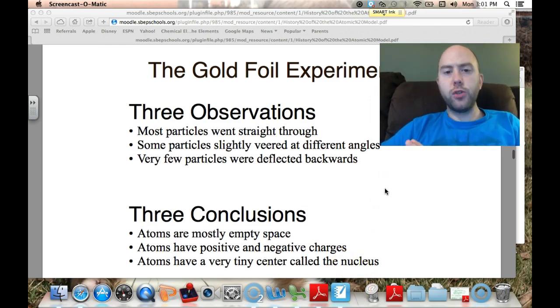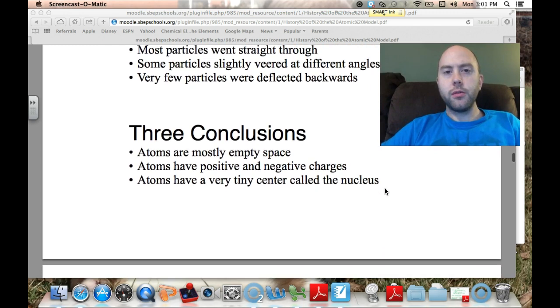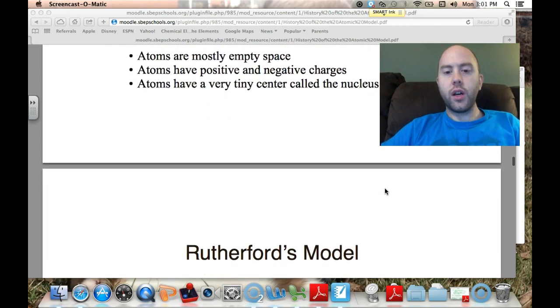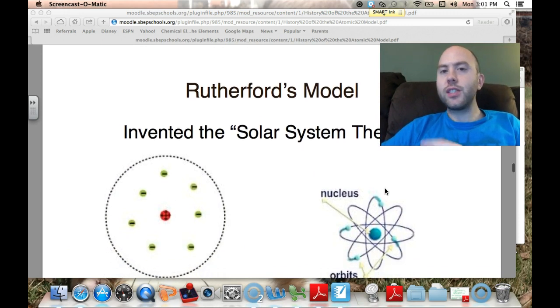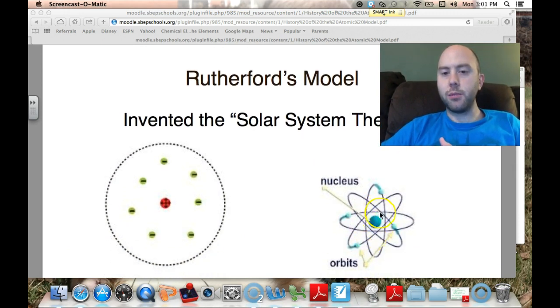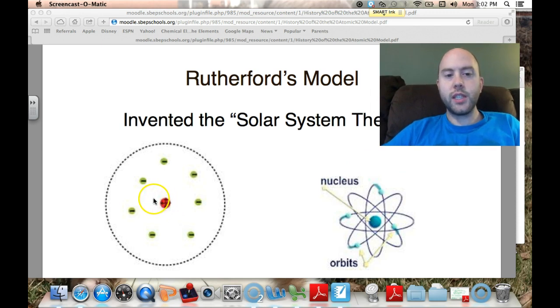So this was revolutionary. His model, Rutherford's, is called the solar system theory. And it looked like this. If you've ever seen Jimmy Neutron, you've probably seen this symbol before. You have the nucleus, and then somewhere buzzing around the nucleus are the electrons. Here's another version. So as you see, you have the very tiny nucleus, very dense center, and then all this open space is where the electrons were.